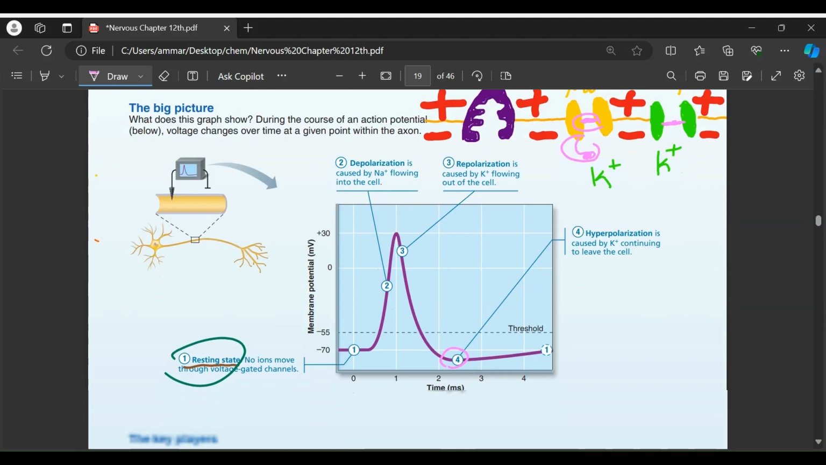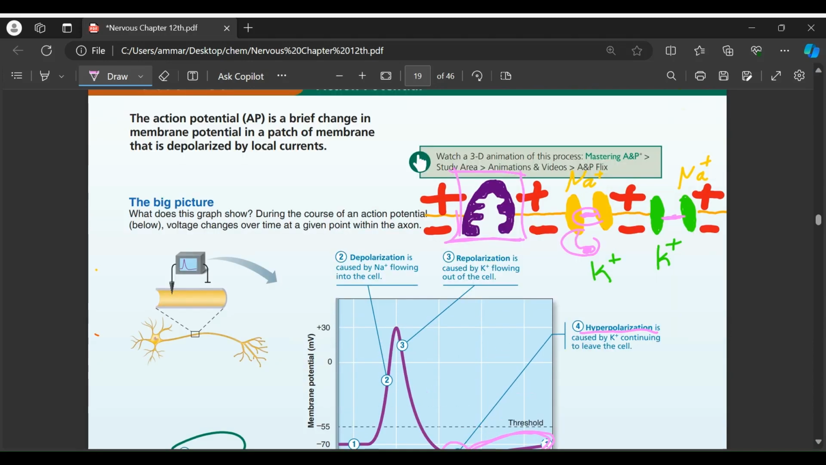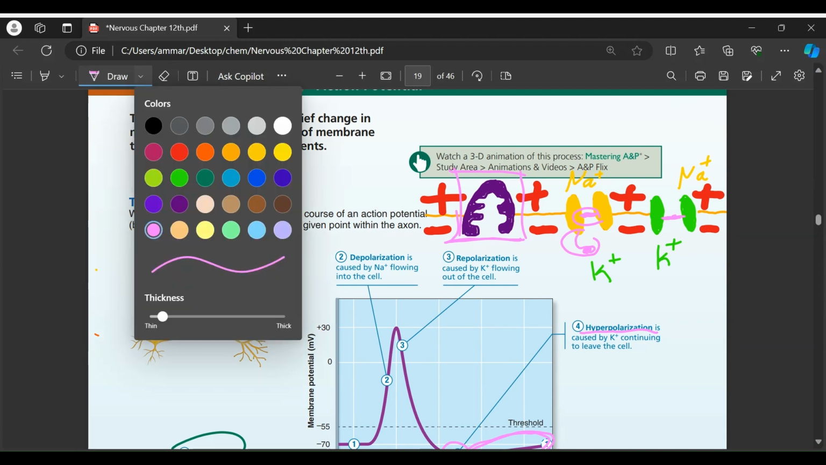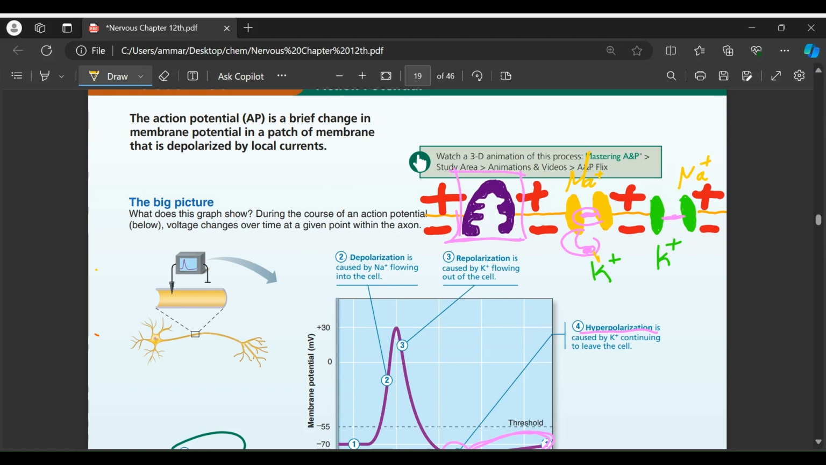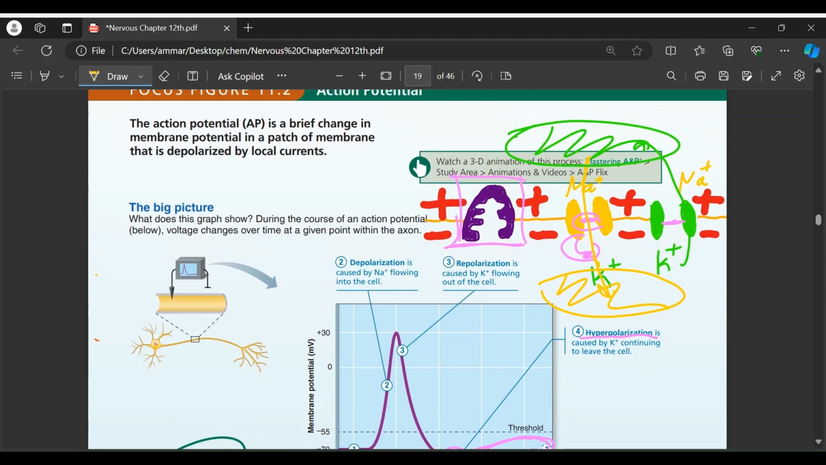Okay. After the hyperpolarization, how does this happen? How does the membrane potential go back to minus 70 millivolts, to the resting state? This sodium potassium pump is really important because after sodium went in and is trapped in, so it accumulates in, and potassium went out. So here we have a lot of potassium, a lot of sodium, but we need to do the resting state. We need to go back to the normal state, okay, to the normal concentration of ions. A lot of sodium out and a lot of potassium in.